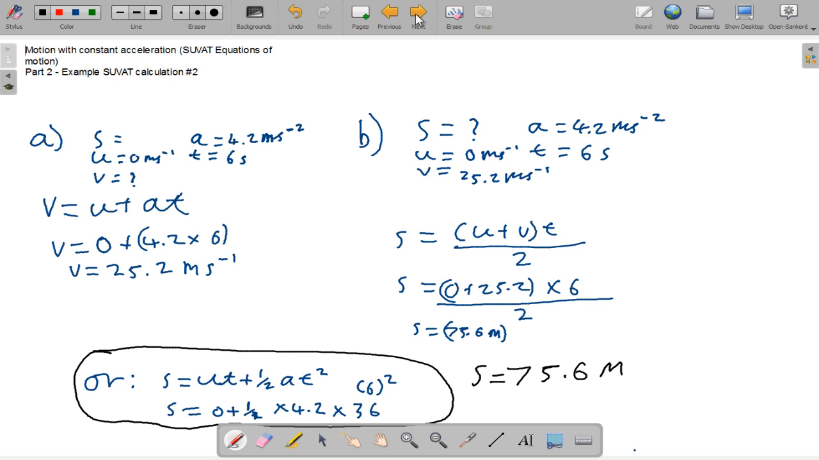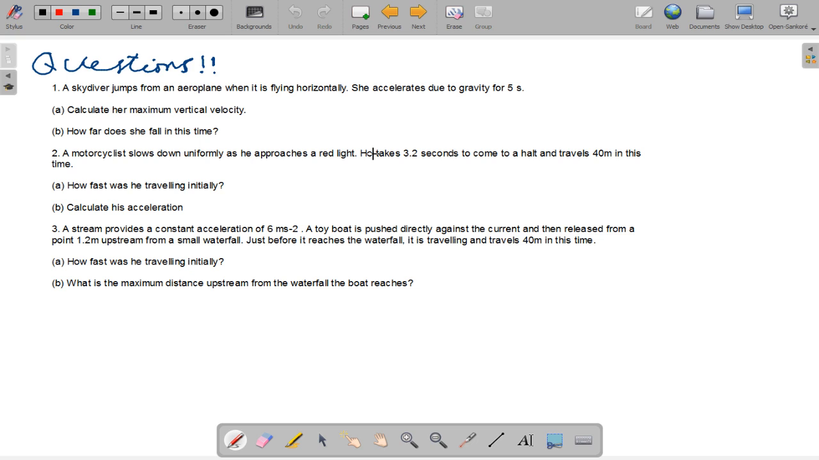So we'll look at some questions now. A skydiver jumps from an aeroplane when it is flying horizontally. She accelerates due to gravity for 5 seconds. Calculate her maximum vertical velocity. How far does she fall in that time? And part 2. A motorcyclist slows down uniformly as he approaches a red light. He takes 3.2 seconds to come to a halt and travels 40 meters in this time. How fast was he travelling initially?